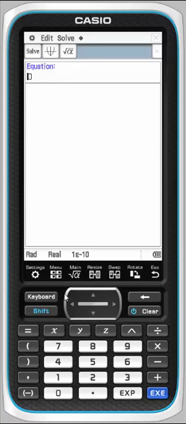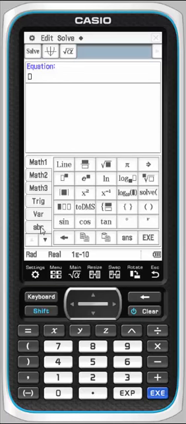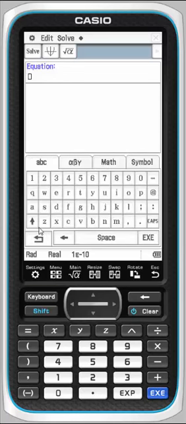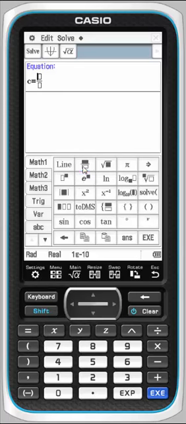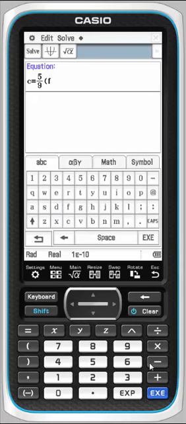To do that, I'm going to need my keyboard. I'm going to go to my letters, ABCs, and I'll pull up C for Celsius equals, let's go back and grab a fraction, 5/9, parentheses, F minus 32.